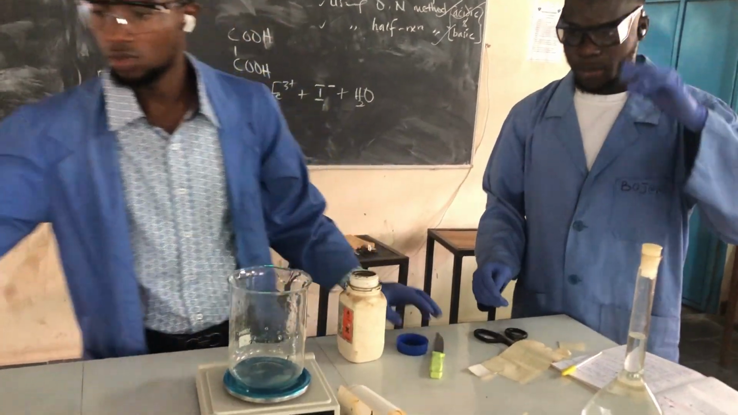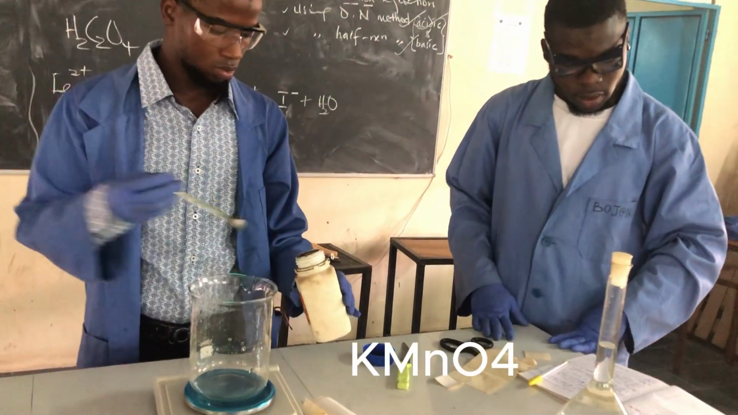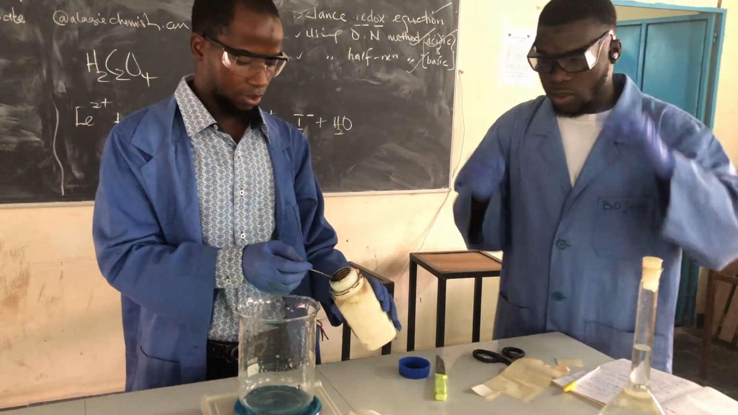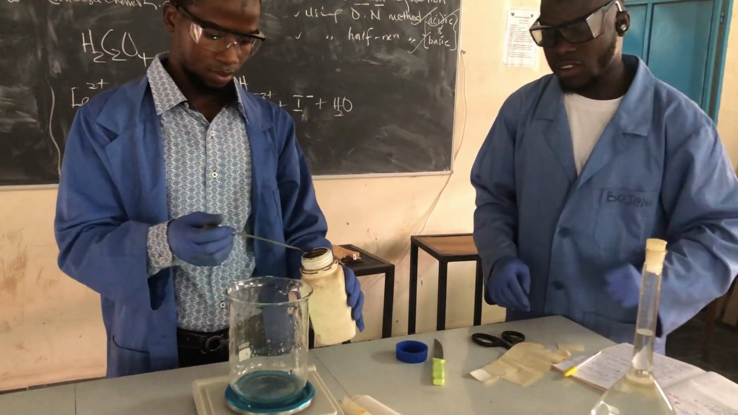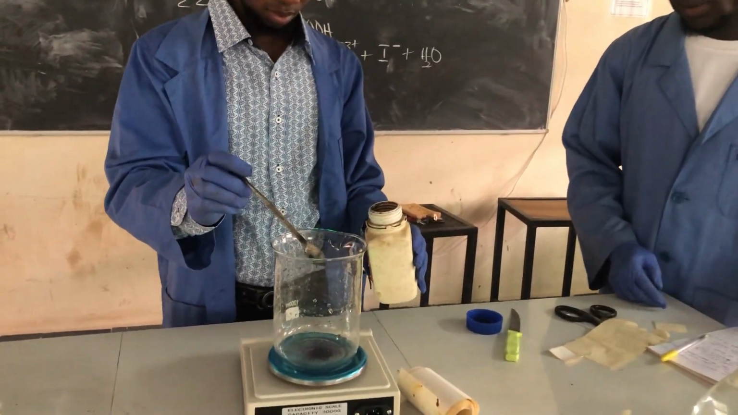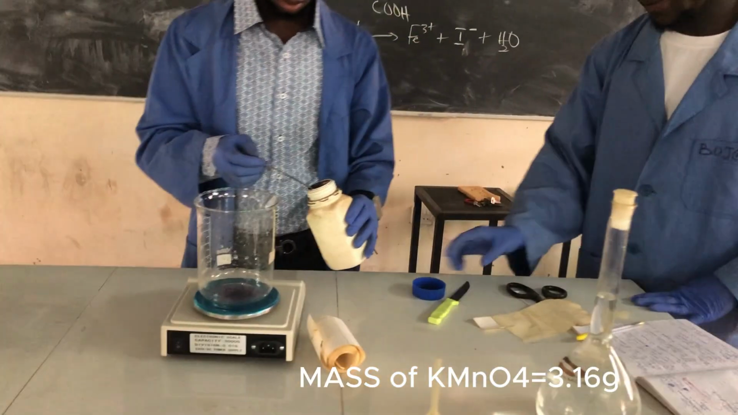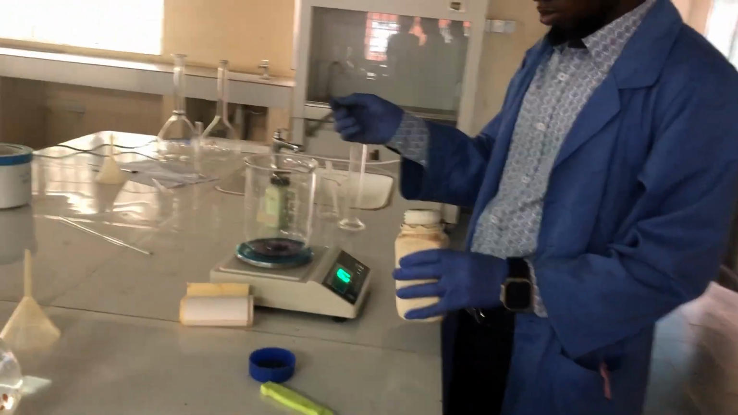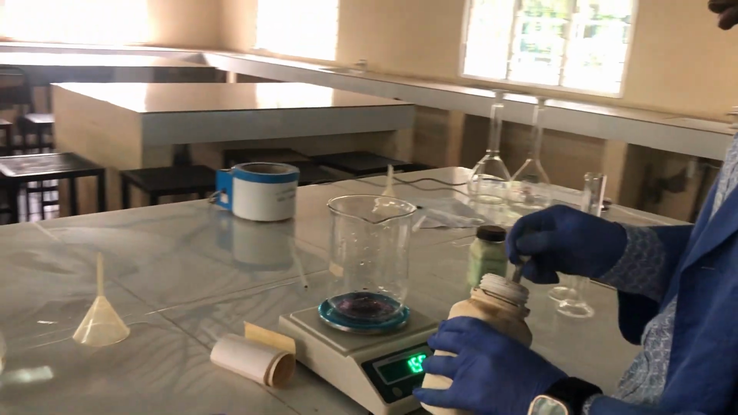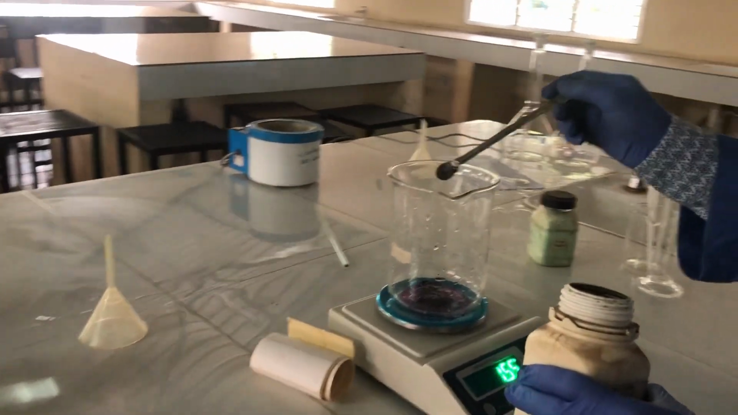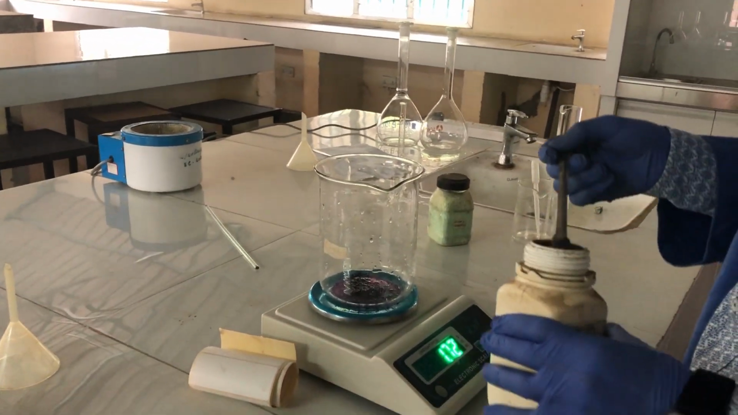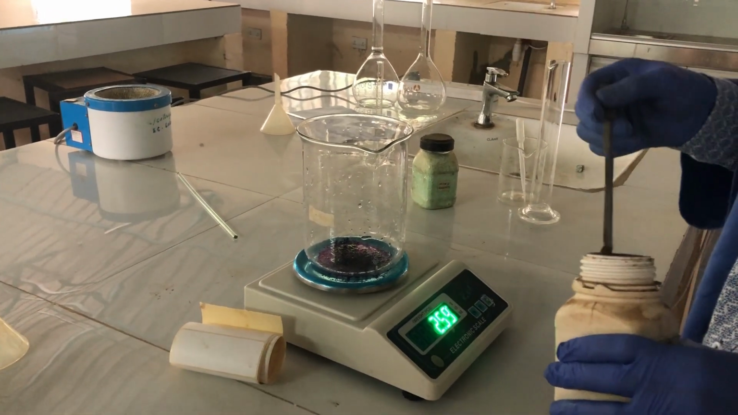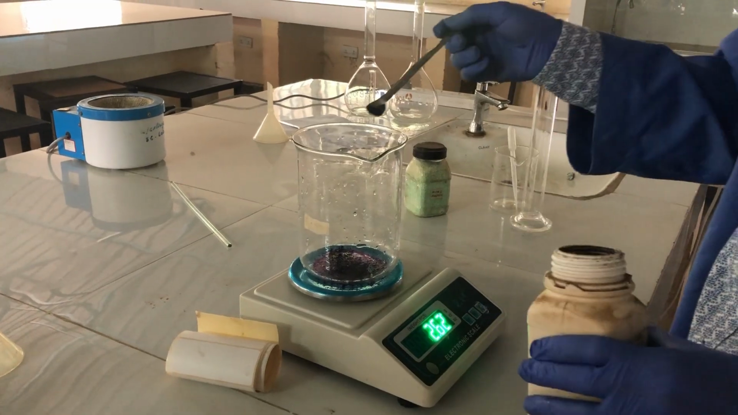So this is the KMnO4, that is potassium tetraoxomanganate(VII). We are going to measure 3.16 grams. Come this side, you show the reading. So the reading: 3.16 grams.